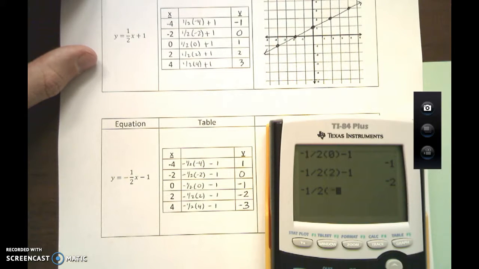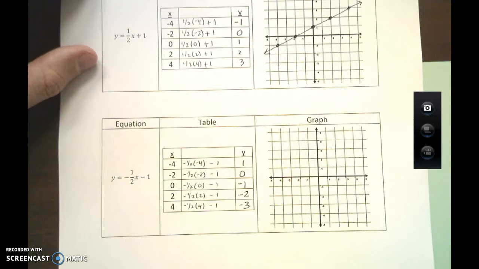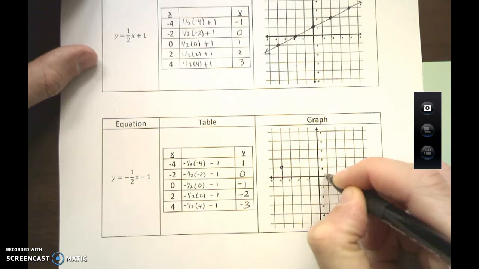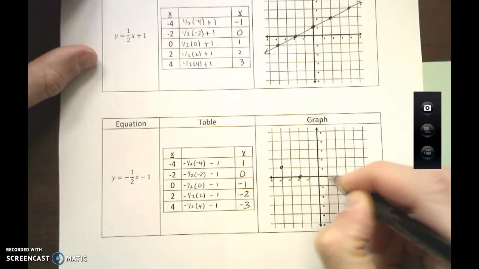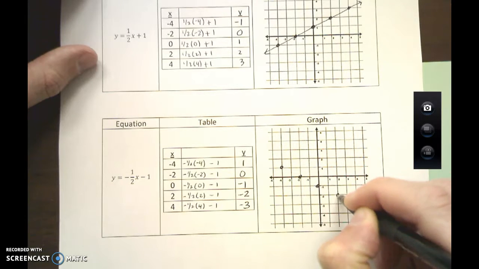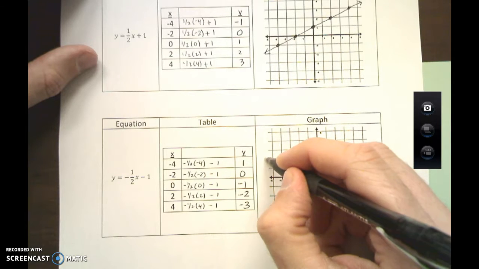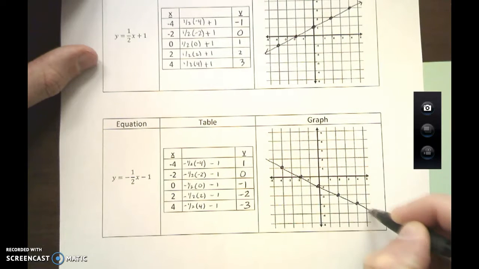Show you on the calculator. Oops. That should be a +4, not a -4. And now I can graph again. -4, 1, -2, 0, 0, -1, 2, -2, and 4, -3. Again, you get a nice straight line from our equations.